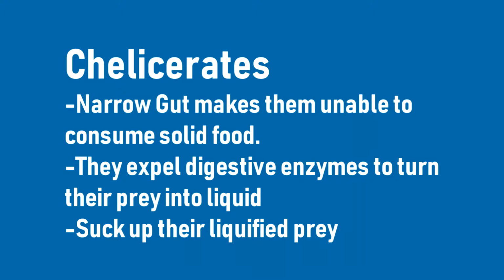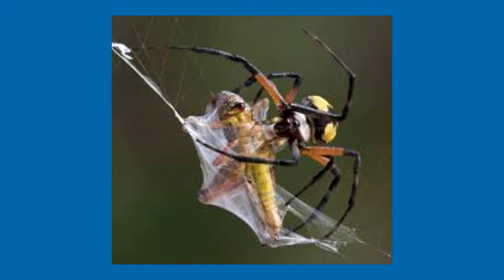To get around this, chelicerates expel digestive enzymes onto their prey to liquefy them. Then, once the prey is liquefied, they suck the liquid food. In most spiders' case, they will trap prey in their silk cobweb. Then, once trapped, they vomit digestive enzymes on their prey until they are able to consume it.